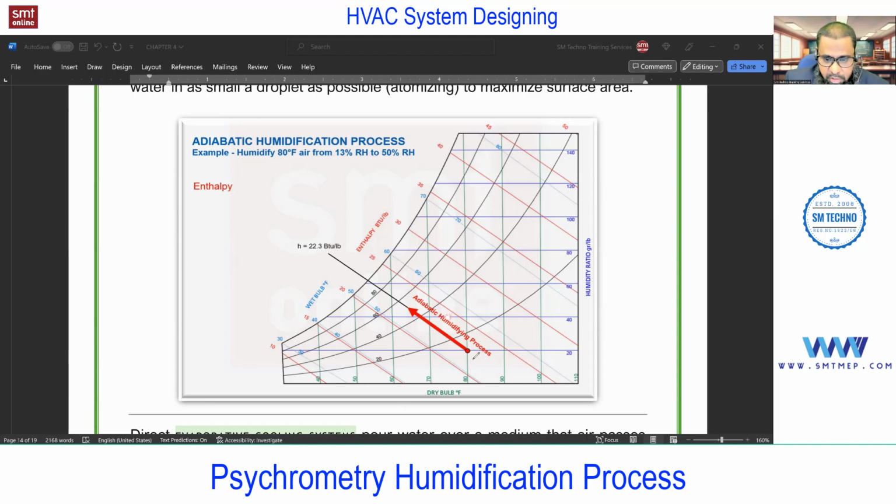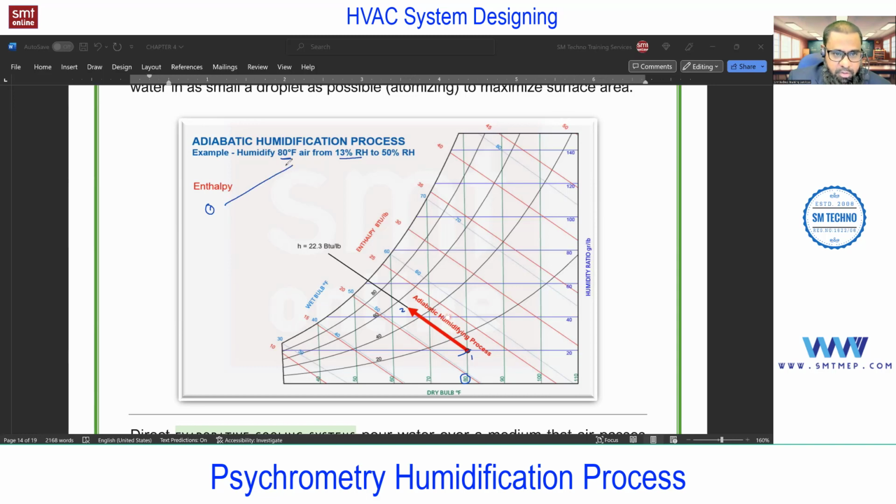You see, this is point 1, this is point 2. Point 1 condition, you see, is 80 degrees Fahrenheit and 13% RH. This is the point. I'm interested in increasing this humidity level to 50% without adding heat. In the previous case, we added the heat, na? But in this case, we are interested in increasing the RH without adding heat. So how can it be done? I'll show you.